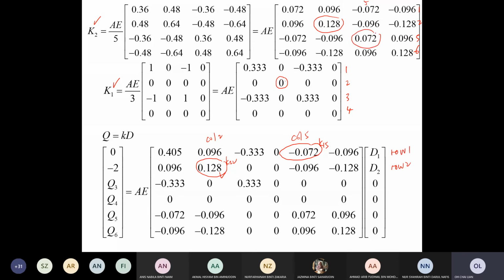Oops, wrong. It's not 5, 5. It's column 5. Now I start to make my mistake. Column 5 and row number 1. This one is my K15. So this is how you place your structure stiffness matrix.